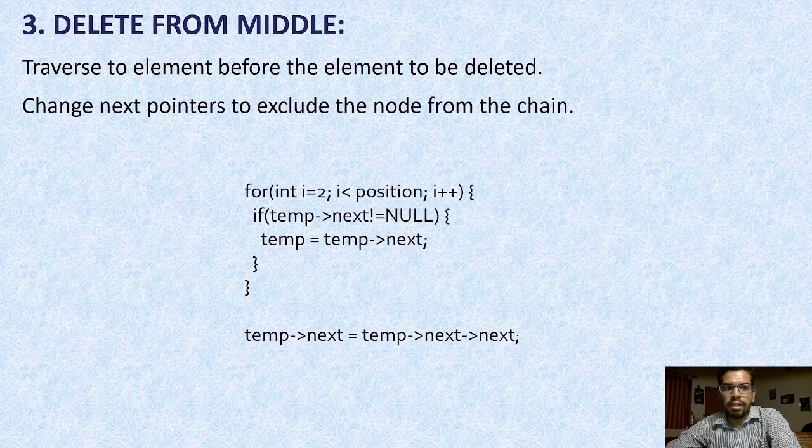Delete from the middle. Traverse to the element before the element to be deleted. Change next pointers to exclude the node from the chain. The small program has been displayed here.